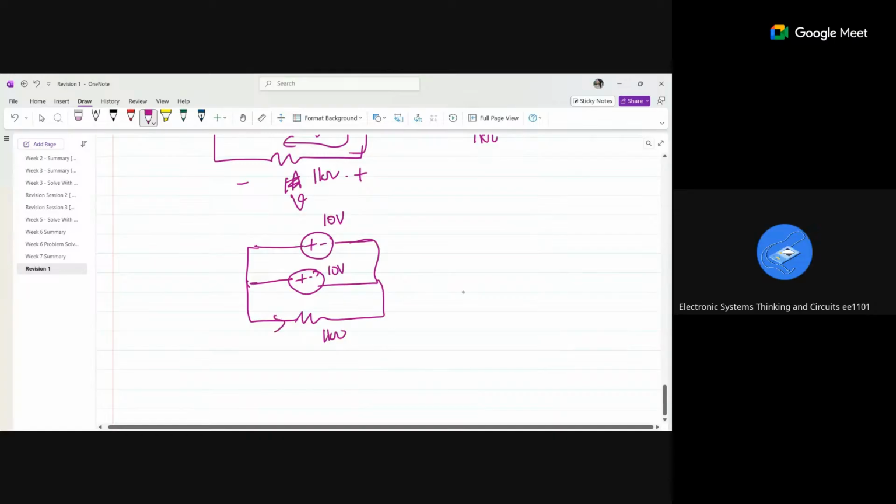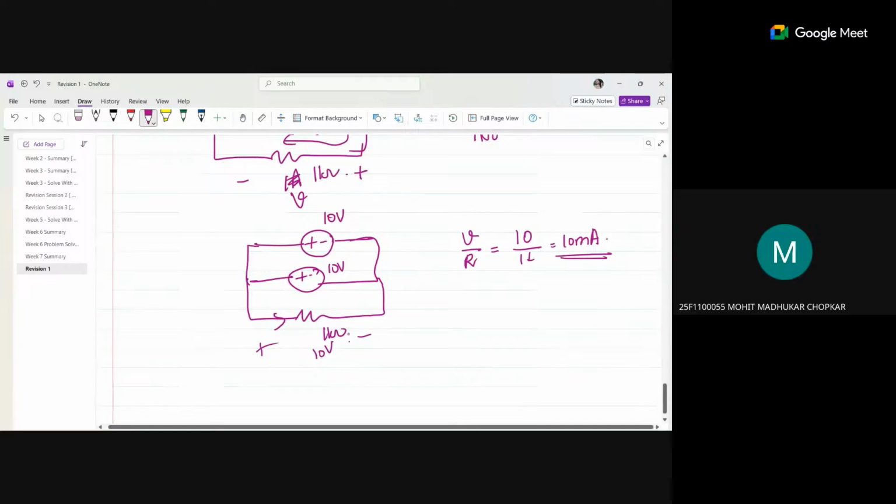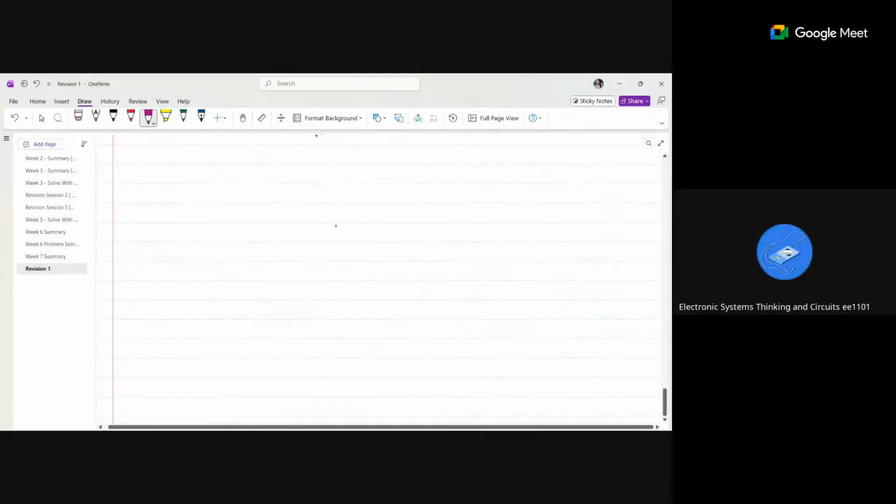What is the current flowing here? Ten milliamps. Yes, 10 by 1K, so it is 10 milliampere. Because the voltage across here is just 10 volts, the same, because they are parallel. So voltage same, current increases, voltage same.